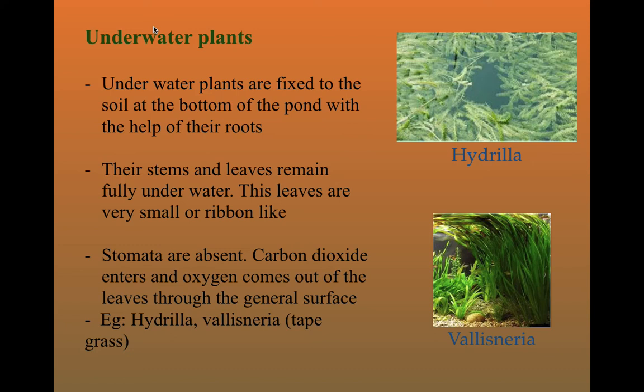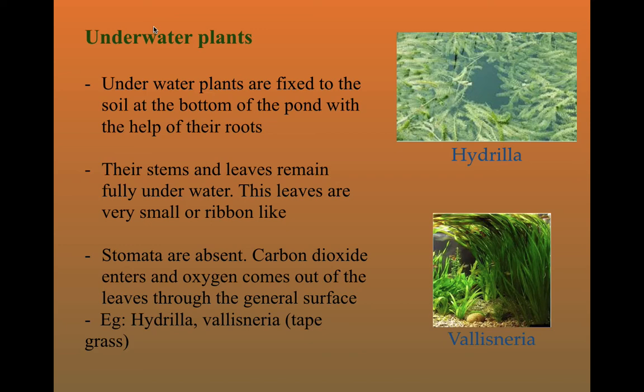Coming to the last type of aquatic plant, that is underwater plants. Underwater plants are fixed to the soil at the bottom of the pond with the help of their roots. Their stems and leaves remain fully underwater. The leaves are very small or ribbon-like. Stomata are absent. Carbon dioxide enters and oxygen comes out of the leaves through the general surface. Example, hydrilla and vallisneria.